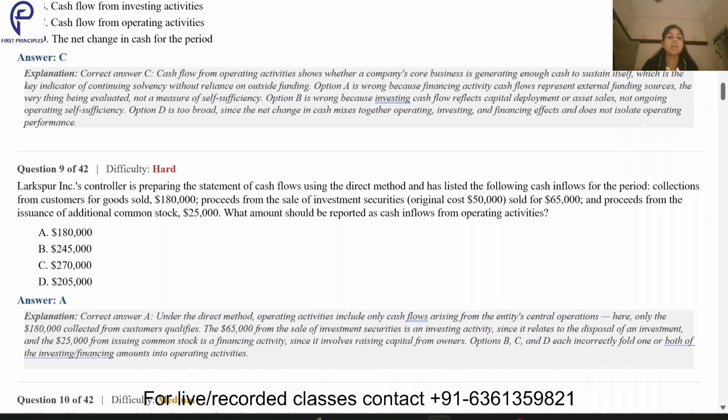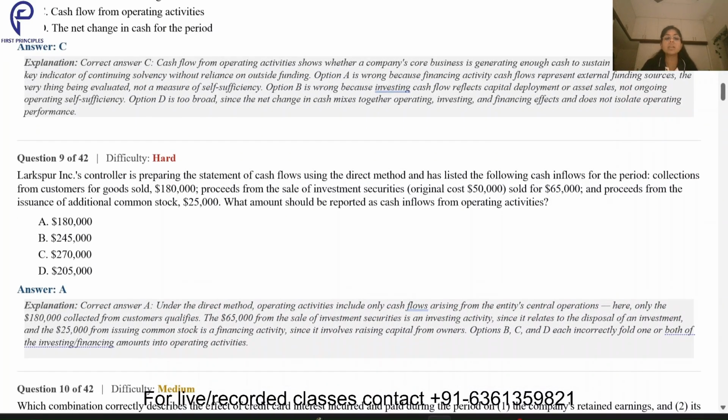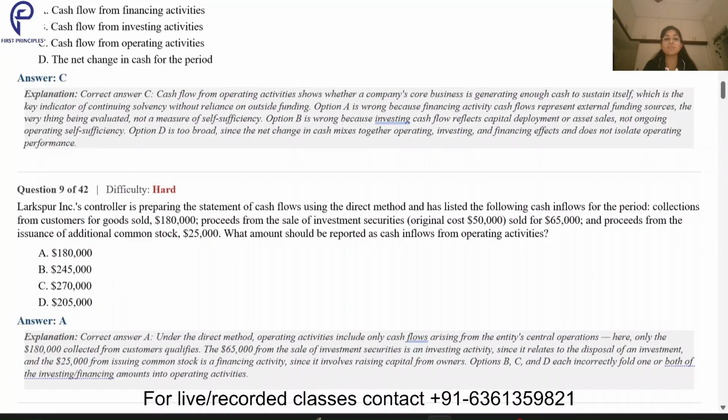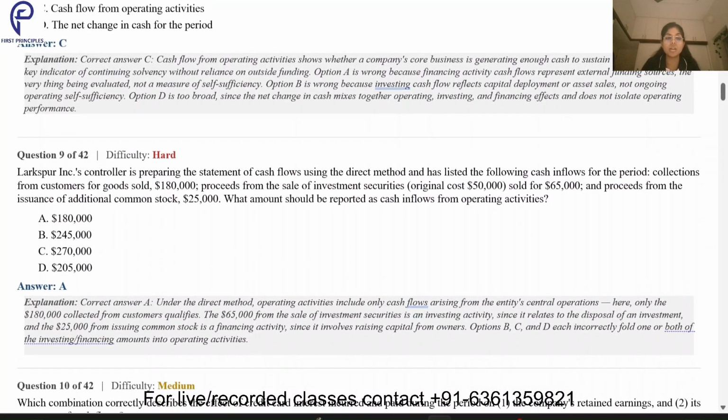Next question. Whenever you see a question which is lengthy, more than 2 lines, just read the last line of the question. What is the last line of the question? What amount should be reported as cash inflow from operating activity? So that means we have to calculate cash inflow from operating activity. Now let's read the question.